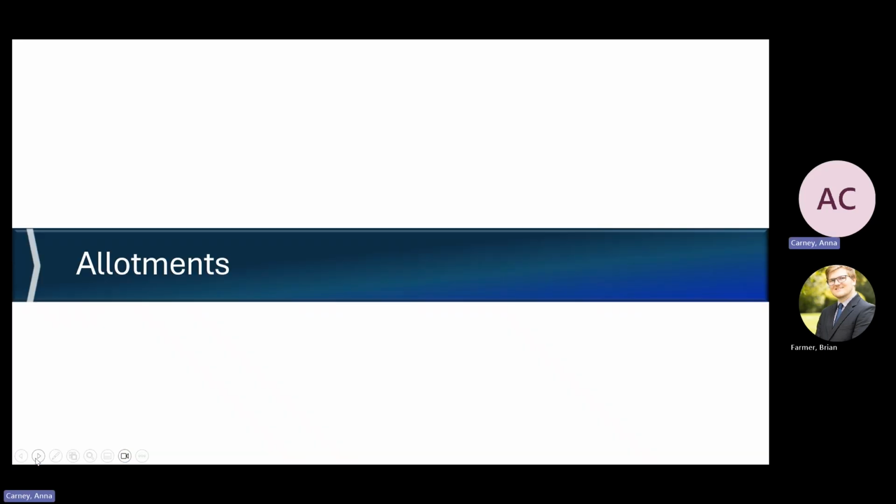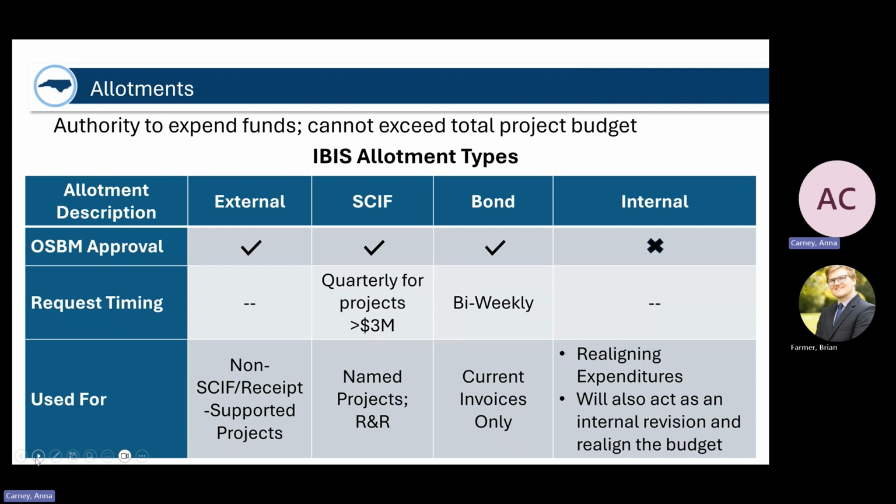All right, so after any type of revision is processed, but you need to request the authority to actually expend the funds, you're going to submit an allotment request. So once a revision is processed, it doesn't mean that the agency or university can go ahead and start spending the money. We still need to request that authority to spend it over time. So of course that just can't exceed the total project budget.